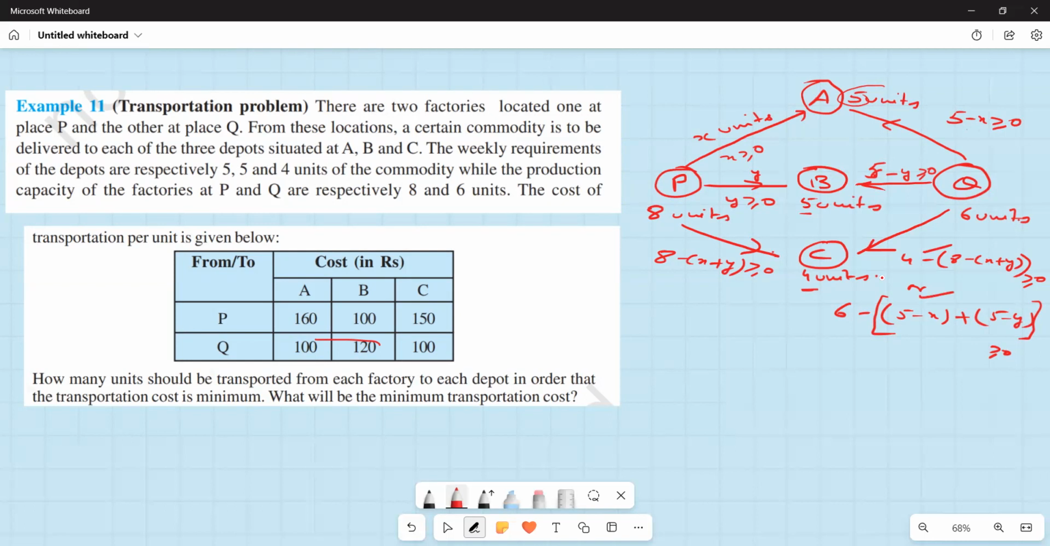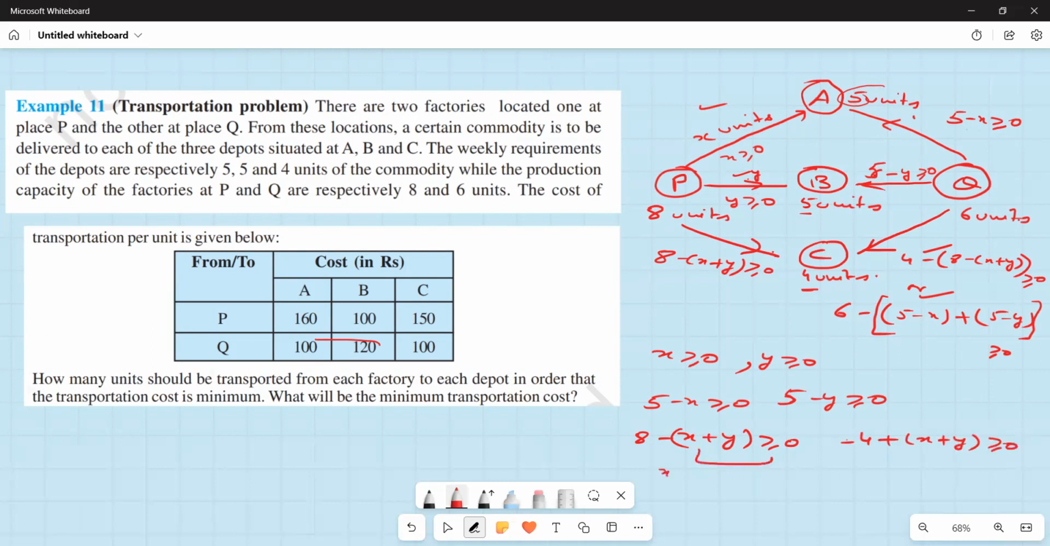So what are the conditions coming? From the first one, x should be positive. The number of products can't be negative, so x and y both should be positive. The first conditions come from here, here and here. Second, 5 minus x should be positive, 5 minus y should be positive. And third is 8 minus x minus y, this should be positive, and here it will come 4 minus 8, so this will be minus 4 plus x plus y. This should be positive.